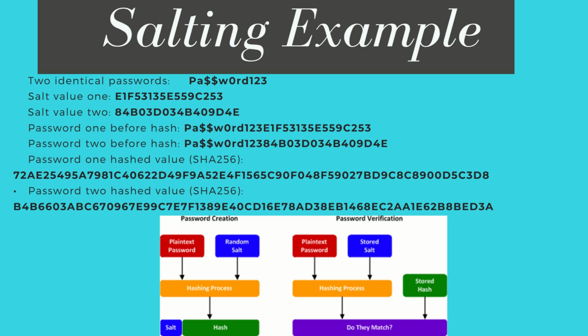So let's have a quick look at an example of salting. If we take the identical password that's there, password123, and for value 1 we add a random salt, and for value 2 we add a random salt, we can see that those are the inputs for hashing, and when we hash, we get very, very different outputs, and that's due to the addition of the random salt.